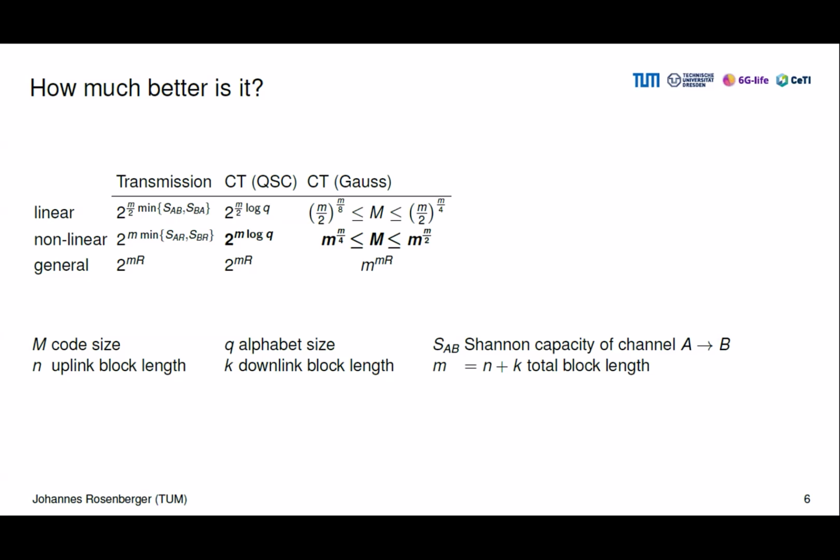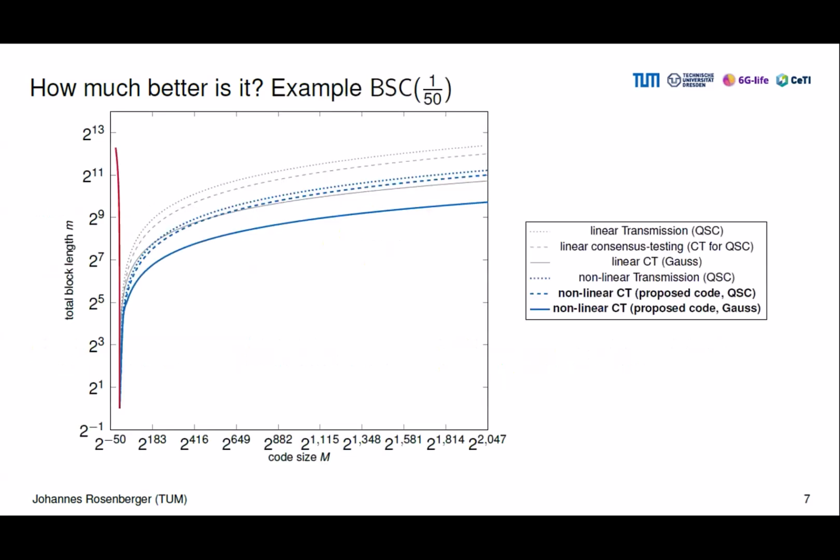For consensus testing, you can see that the rate is constant for the discrete channels. So here we have a QSC, a query-symmetric channel. For certain types of channels, we know the exact capacity, and for others, we have bounds. And for the Gaussian channels, we also have the classical deterministic identification scaling, which doesn't depend on Shannon capacities. Here is an example where we just calculated curves for a BSC, a binary symmetric channel, with error probability 1/50. Each bit is flipped with a probability 1/50.